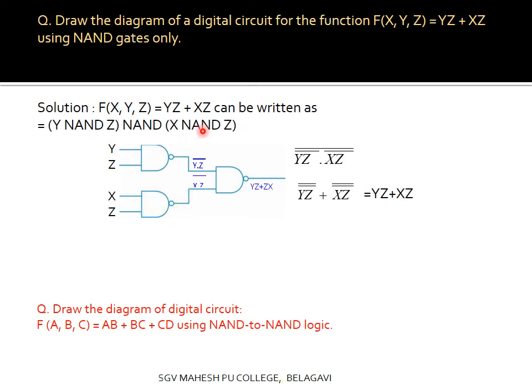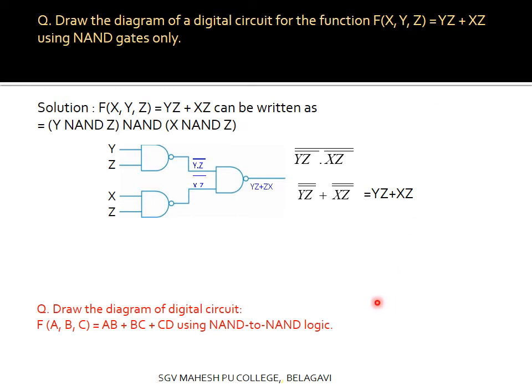Now for these two outputs, I have to NAND them again. So I'll draw one more NAND gate, where after giving the inputs, I get YZ whole bar and XZ whole bar. If I give these as input, what will the final result be? It is (YZ whole bar dot XZ whole bar) whole bar. I can apply De Morgan's theorem. After dividing this, we get YZ plus XZ, which is the given function.